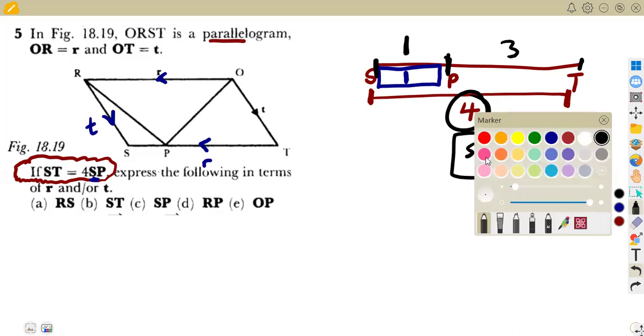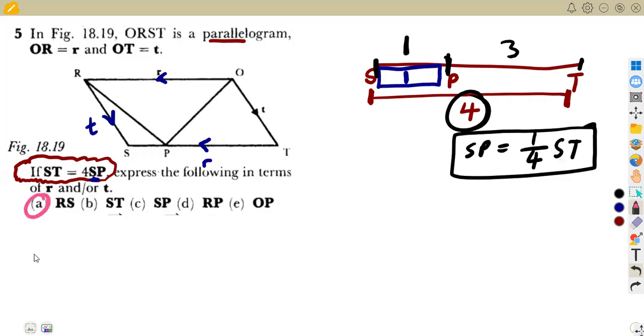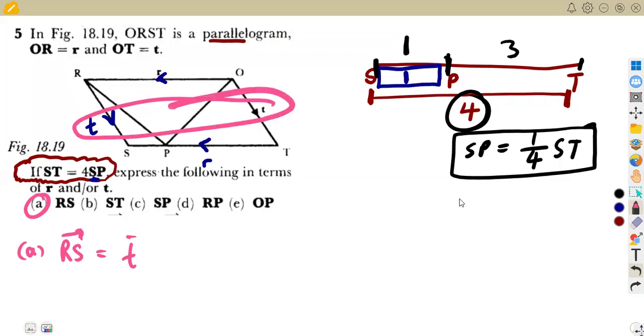The first question was to find vector RS. From R to S, this is the vector that you're already given, which is T. Remember, I said these are properties of it. You don't need to go through R, O plus O, this. There's no need for that. We said opposite sides of a parallelogram are parallel and equal. So if OT is T, RS is also T.